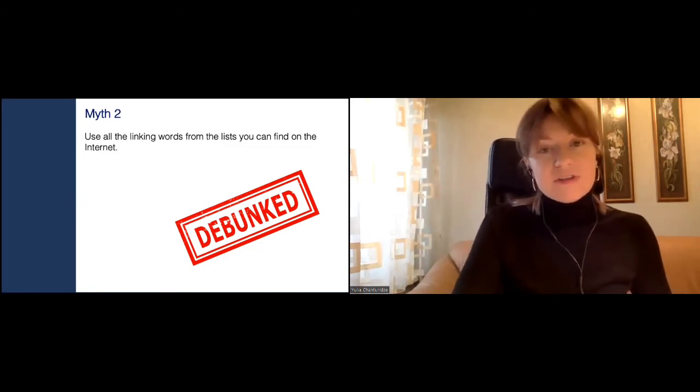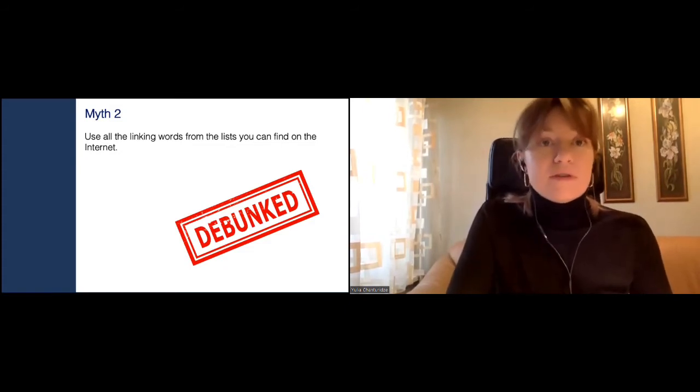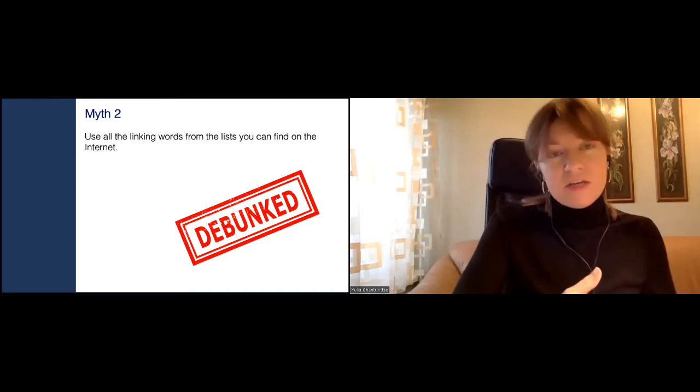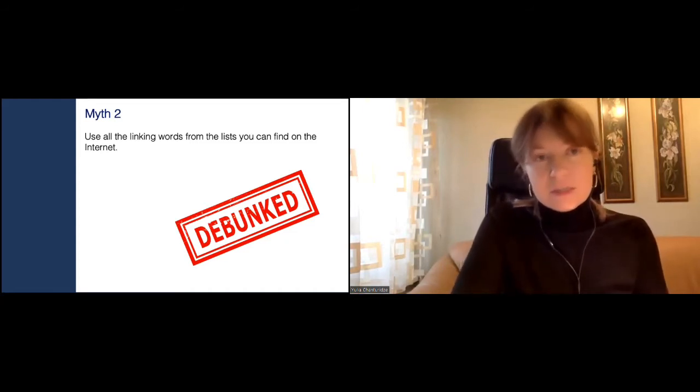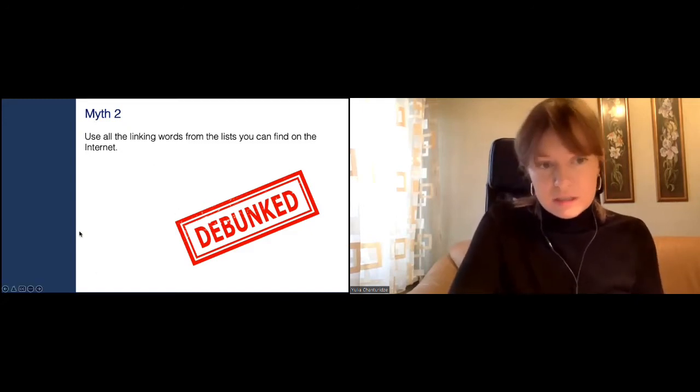Here, what I would advise you is to look at the linking devices used in the papers devoted to your research field. Mathematicians can use some linking devices, sociologists may use other linking words, therefore pay attention to what other people in your research field use.